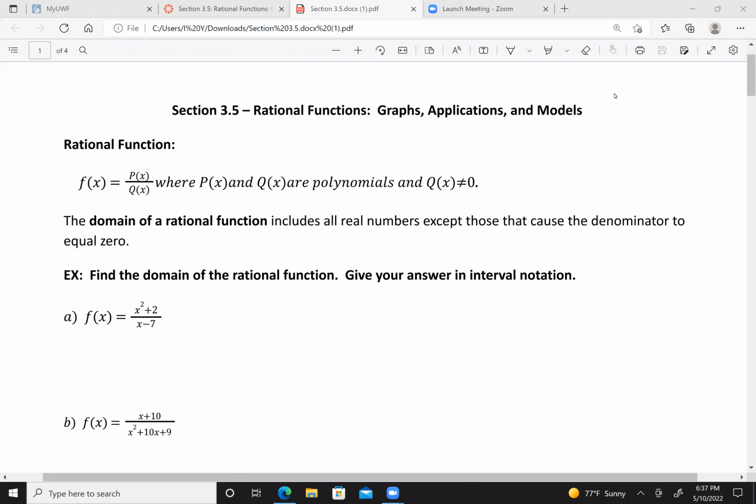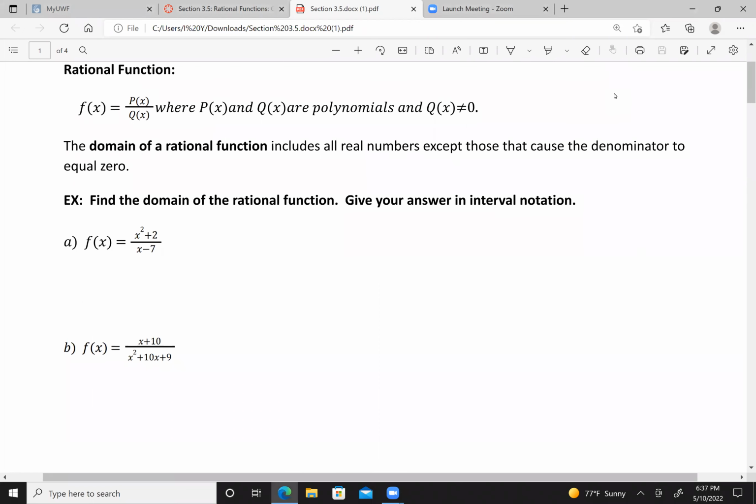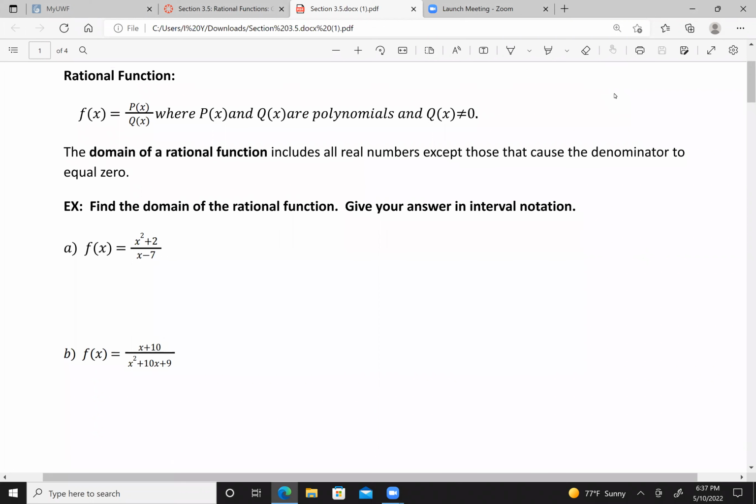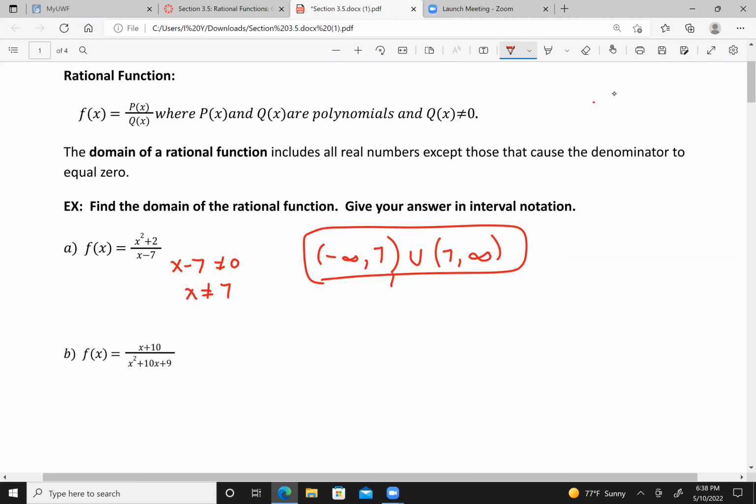So, find the domain of the rational function. Give your answers in interval notation. So our denominator cannot equal 0. So x minus 7 cannot equal 0, which means that x cannot equal 7. So everything else is good. So we start out at negative infinity. We get to 7. 7 is not included. Then we start at 7 and we go to infinity. Again, the parentheses indicate it's not included.